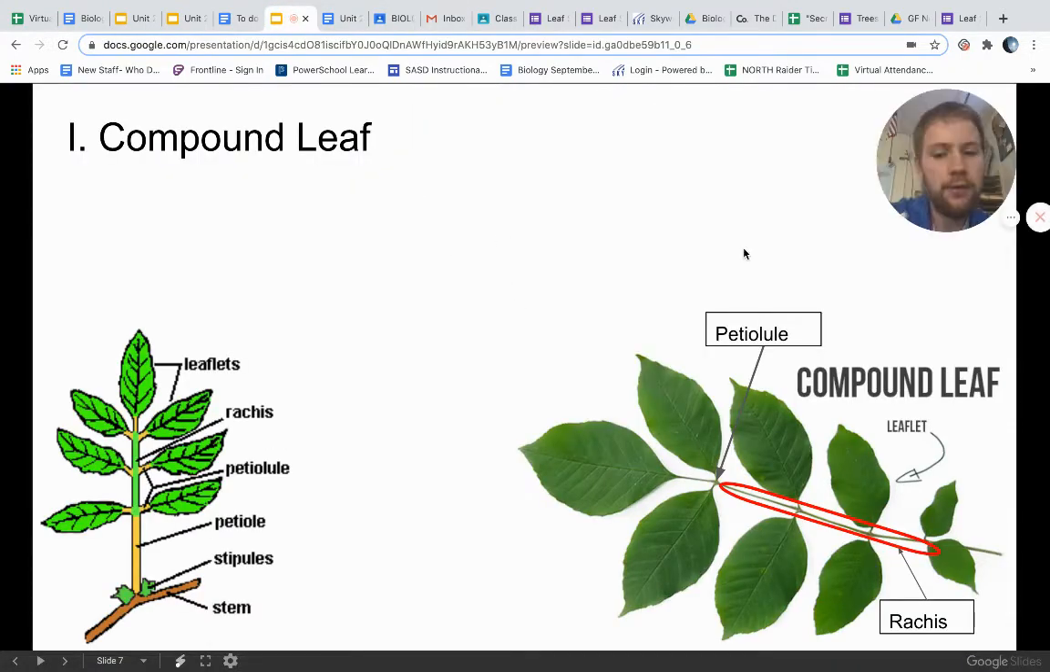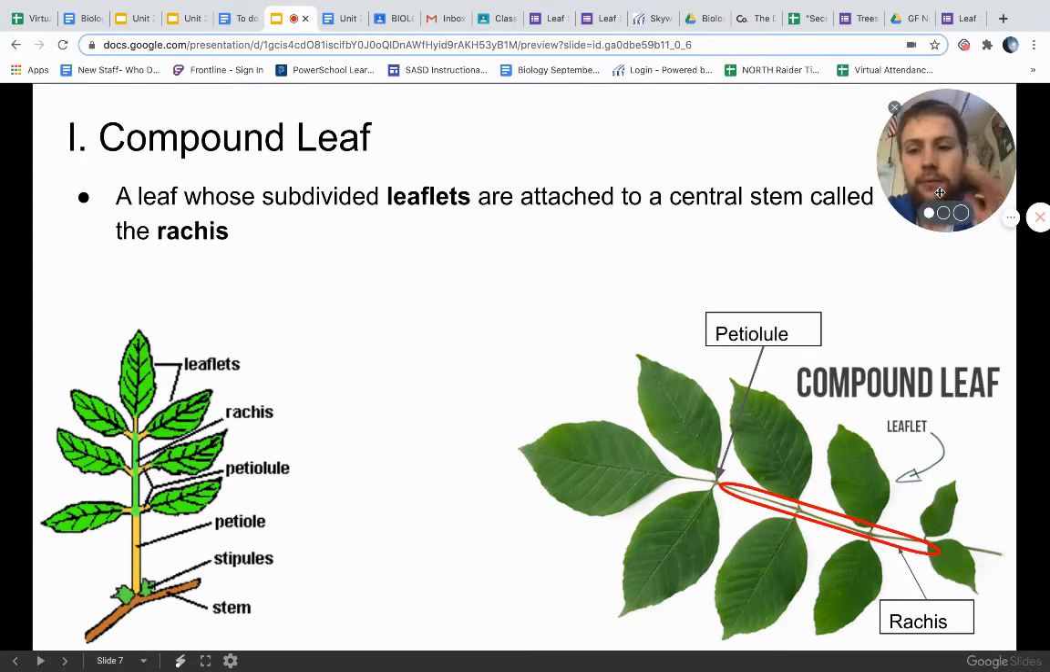Let's jump back in. So now let's talk about a compound leaf. A compound leaf also just has a single petiole, similar to our simple leaf. However, the compound leaf is going to have multiple leaflets on the same leaf unit. There are a couple different terms that we use to define those. A leaf that is subdivided into leaflets is a compound leaf. These subdivided leaflets are attached to a central stem or substem called the rachis. I believe it's pronounced rachis.